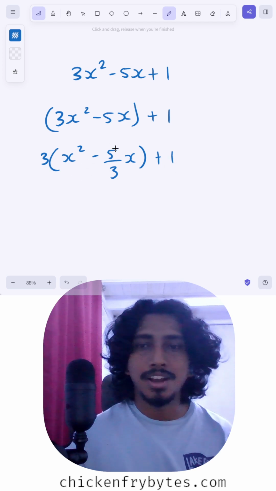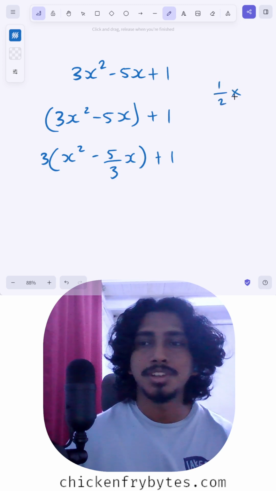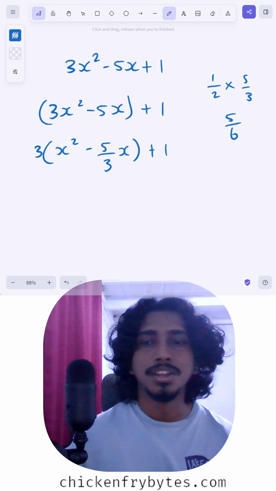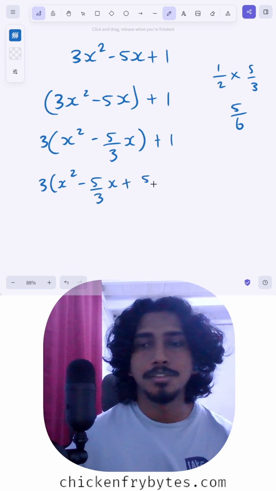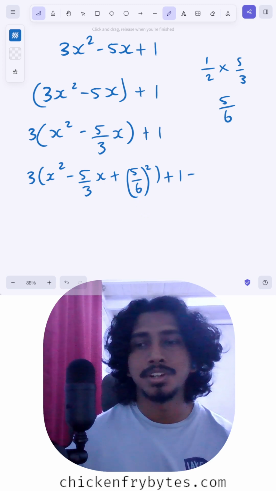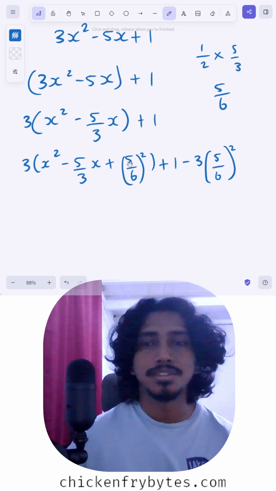Next step, we ask what is half of the coefficient of x. And so, going to the corner to say, what is half of 5 upon 3? Well, that simply gives us 5 upon 6, right? Nothing to cancel out here. So we say 3 into x squared minus 5 upon 3 x plus, we are adding 5 upon 6 all squared to the bracket. Plus 1, we technically just added 3 times 5 upon 6 all squared. So we need to subtract 3 into 5 upon 6 all squared to make it balanced again.